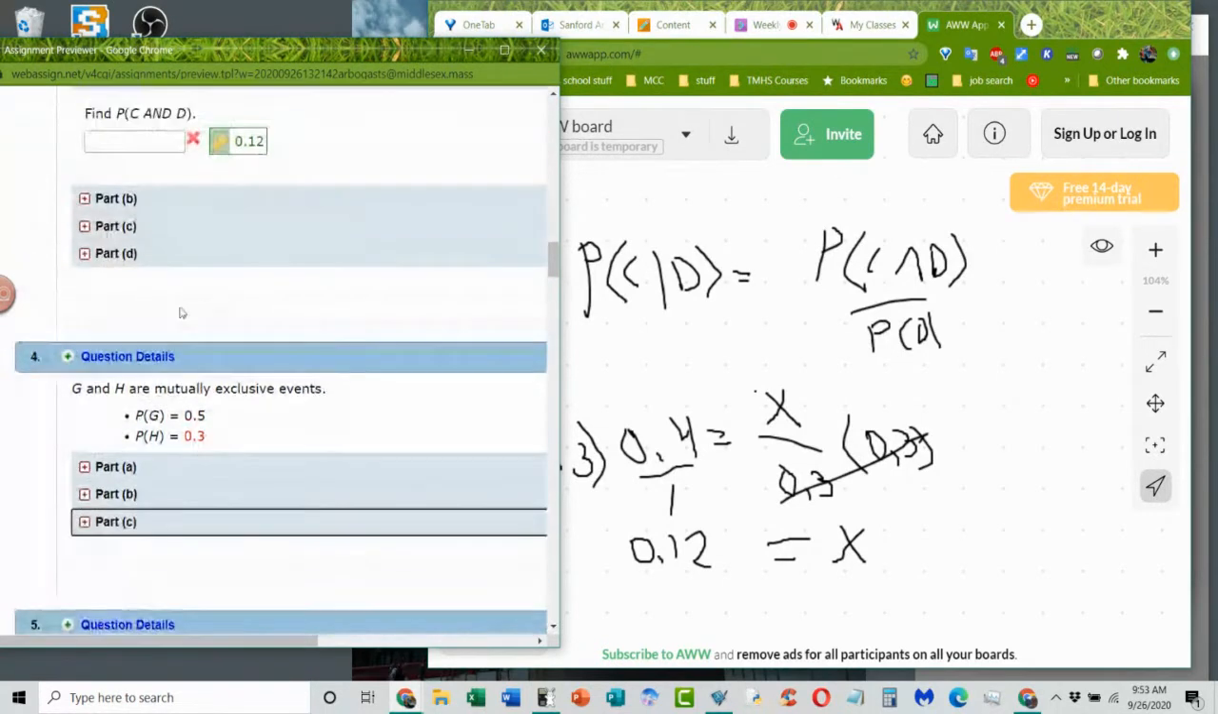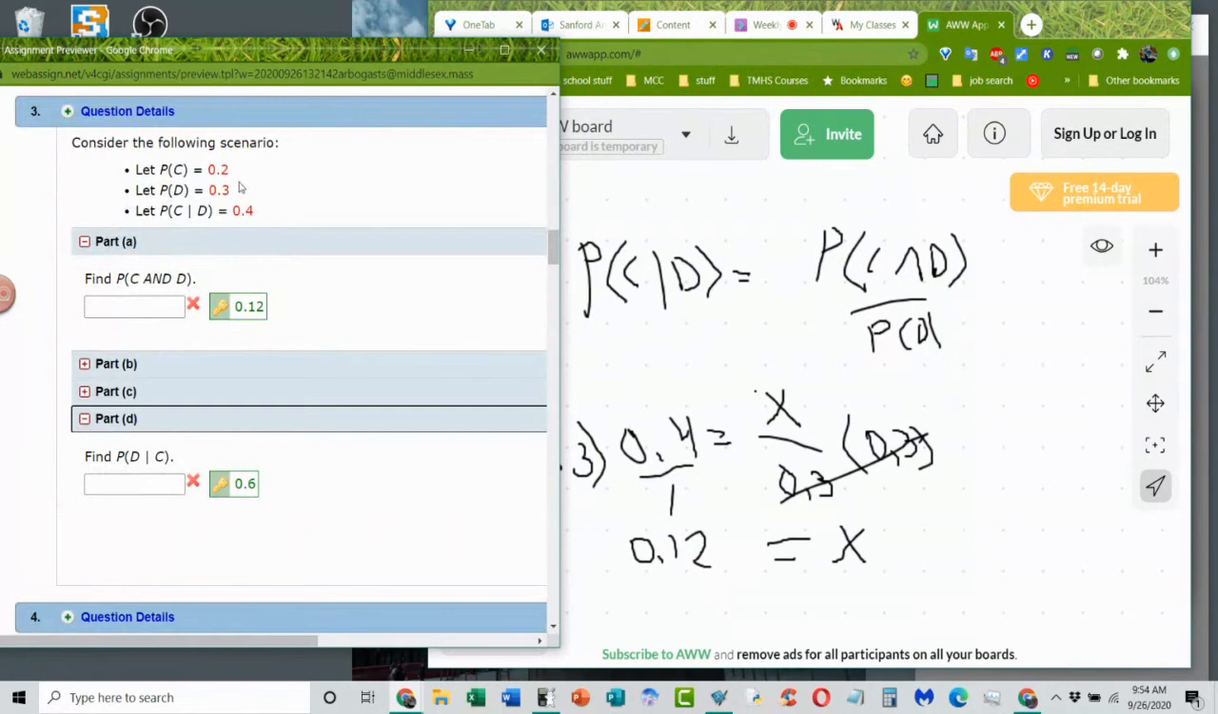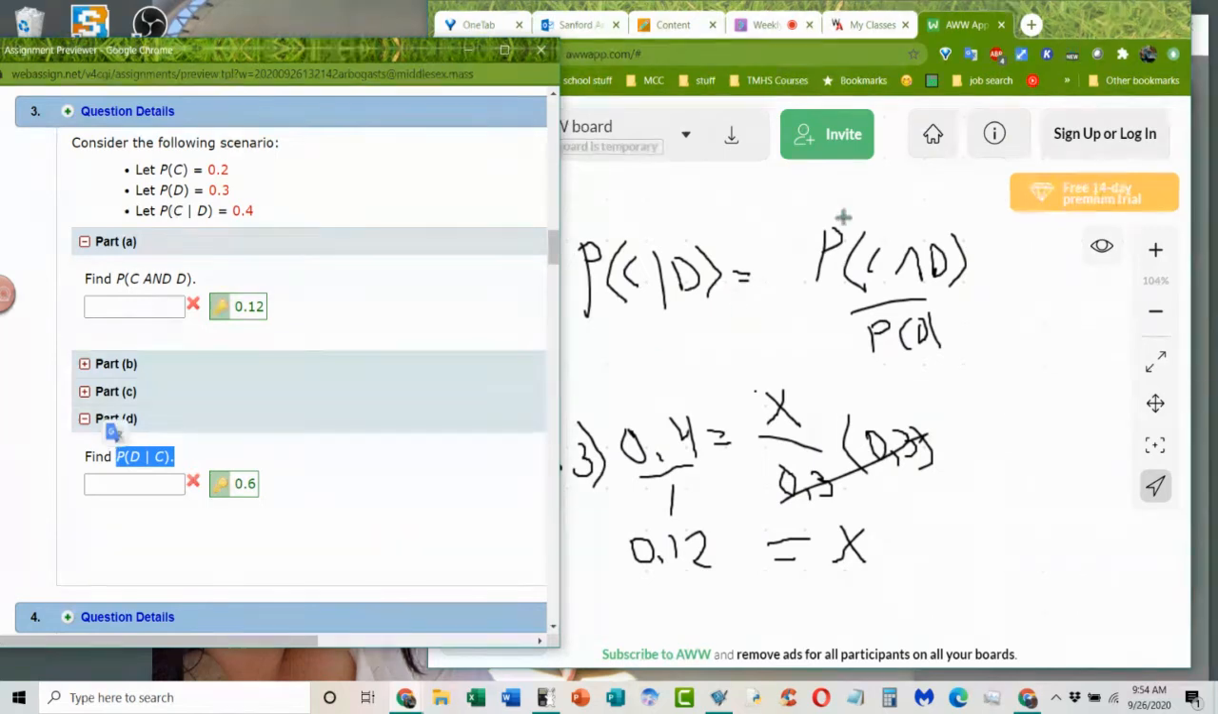And then what is, wrong problem. What is the probability of D given C? So now they just want you to switch them. But I know C given D and D given C are not the same number. This one is still 0.12 over the same value, and so this is now going to be the 0.2. So I'm going to plug that in and solve for this one. I'm going to plug the values into this formula, changing it so that this is now P of C, and this is going to be D given C. And we're going to do the math and find out what that value is.